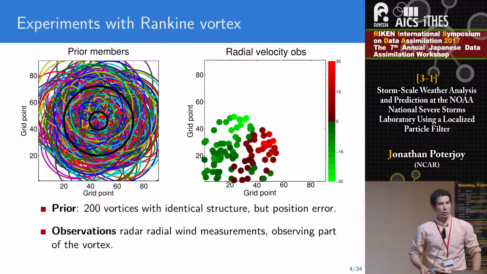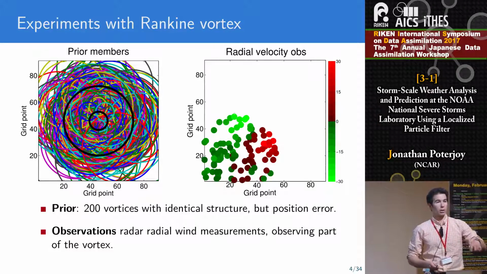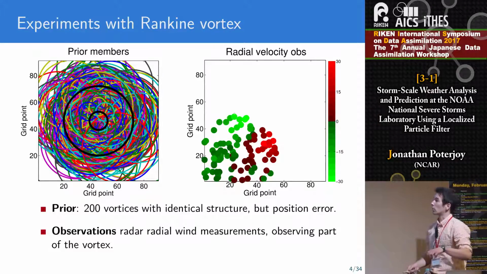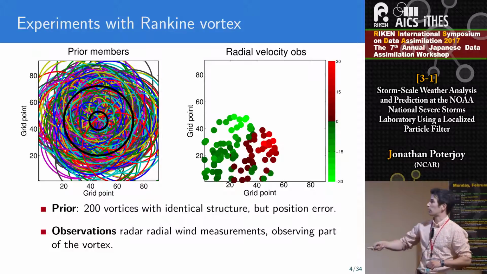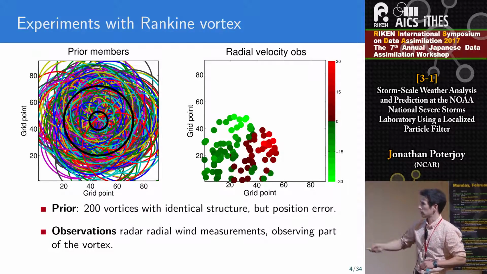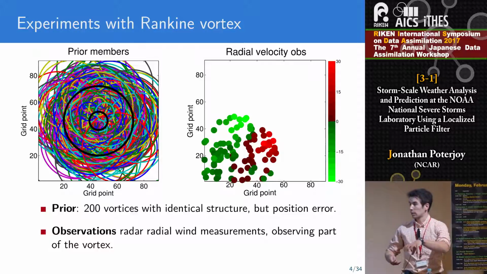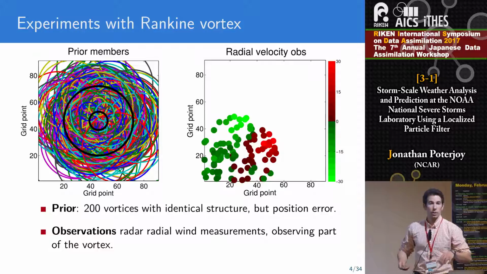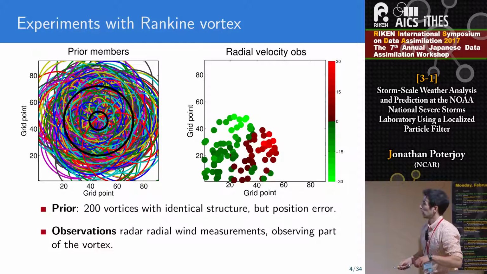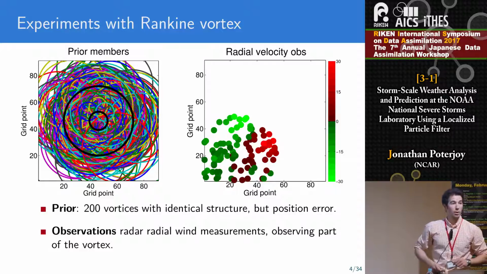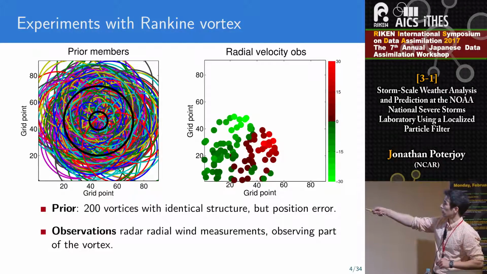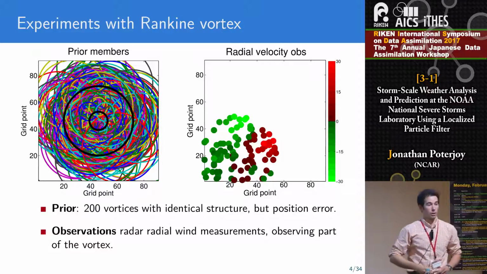What we're going to do is see what happens when we have a position error associated with that vortex. So all I did was I have the truth, which is this black line here, and a set of prior members. I have just 200 vortices, and they're supposed to be samples from a prior distribution of vortices that have the same structure, but just have some position error associated with them. And we have some incomplete measurements coming from a radar, which I have in the middle of the domain. So what I have here is a set of radial velocity measurements for a radar that's located right here that's collecting for this vortex.